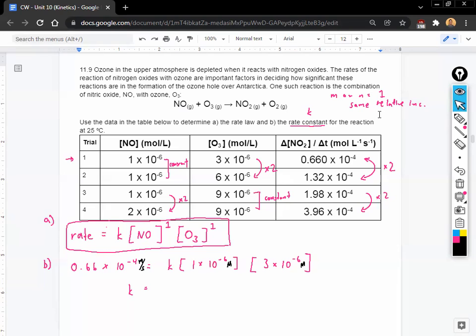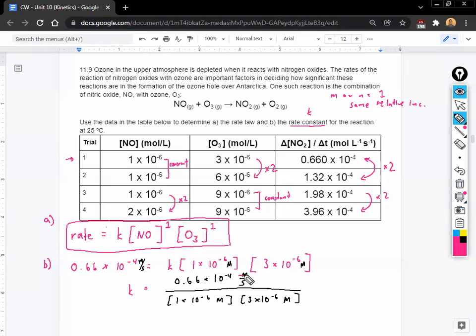Alrighty, guys. So let's reorganize this equation. If we reorganize everything here, we can isolate K by dividing what's on the left, the rate, 0.66 times 10 to the negative 4 molarity per second, by the values that we have on the right. So we can put 1 times 10 to the negative 6 molarity and 3 times 10 to the negative 6 molarity underneath it. Okay, so this is the operation that you should have done.